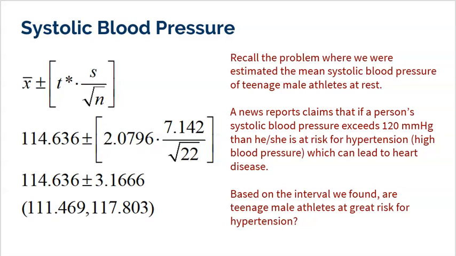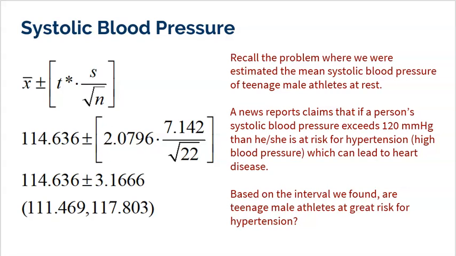This was our systolic blood pressure problem that we did in the previous video as well. We were trying to find the mean systolic blood pressure of teenage male athletes, and we came up with the interval of about 111 to 117. Now, suppose that a news report claims that if a person's systolic blood pressure is exceeding 120, he or she is at risk for hypertension, which is high blood pressure, which could lead to heart disease. So anything exceeding 120 is kind of like the danger zone. Well, based on my interval, could a teenage male athlete be at risk? Well, no. My interval is all less than 120, so my interval does not support any claim that teenage male athletes should be concerned.